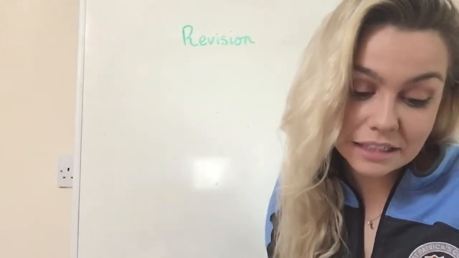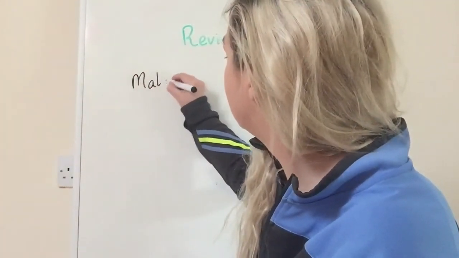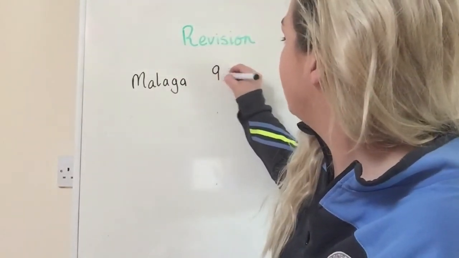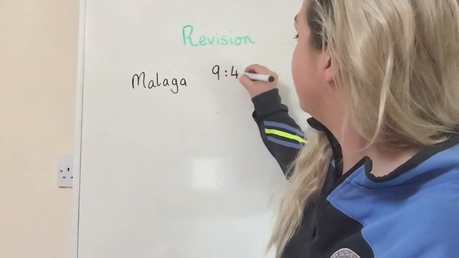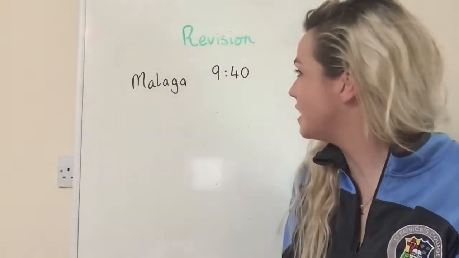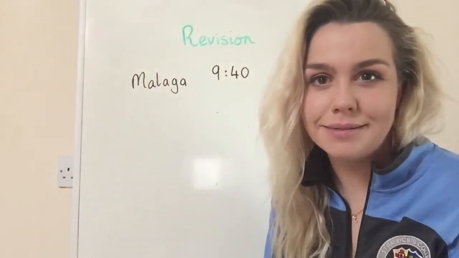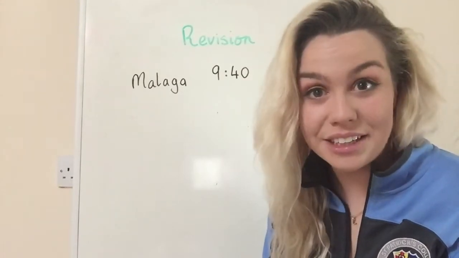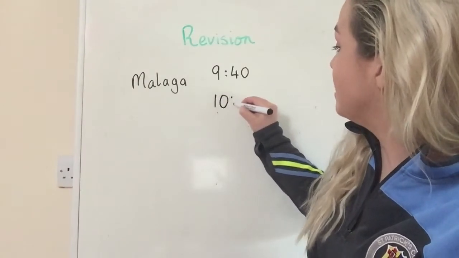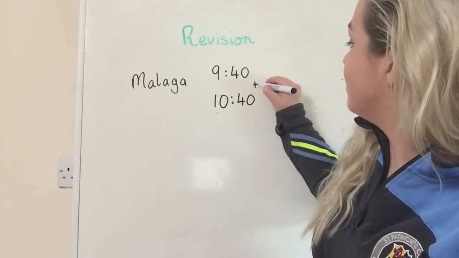So the flight to Malaga departs at 9:40. Okay. All right. What time is it in an hour? An hour from then. What's an hour later? An hour later is 10:40. So that means an hour has passed since then, 10:40. So that means there's an hour.